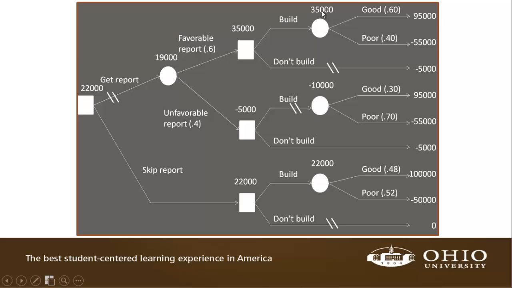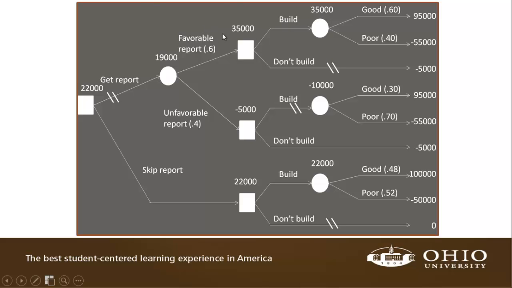Let's talk about where this $35,000 comes from. If we build, there's a 60% chance of a favorable outcome and a 40% chance of an unfavorable outcome. So 60% of 95,000 plus 40% of a negative 55,000 yields a net result of a positive 35,000.